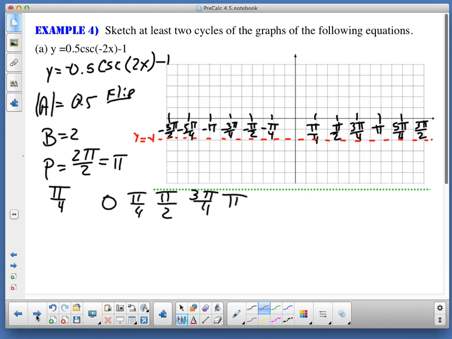I don't have a horizontal shift, I'm starting at 0, and I'm working with sine. So the first thing I'm thinking about is, sine starts on the axis, and it's a half, but it's negative, so I flip it. It's going to go down a half, go up, go up a half, go back to axis, down a half.